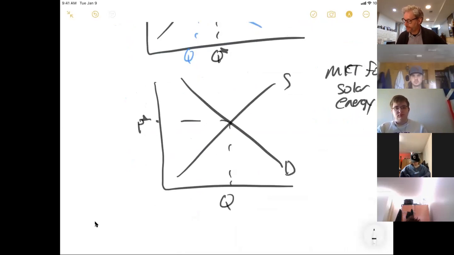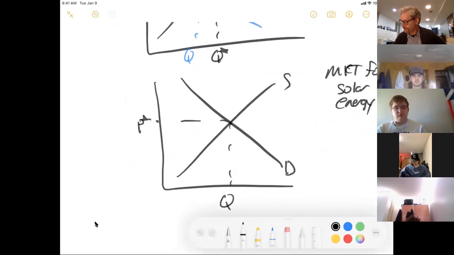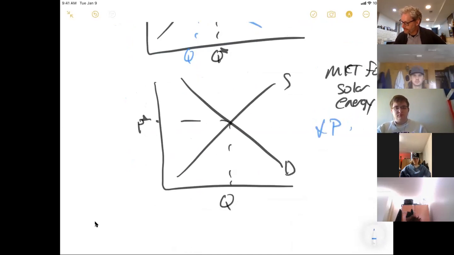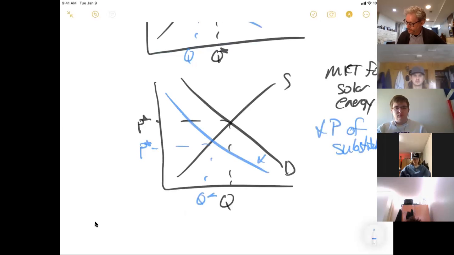Well, in this case, you could think about solar energy panels once again as a substitute. So this is really a decline in the price of a substitute. And so we would expect the demand for solar panels to go down. This is consistent with economists' arguments that the most effective way to move towards green energy is to make conventional energy more expensive, right?